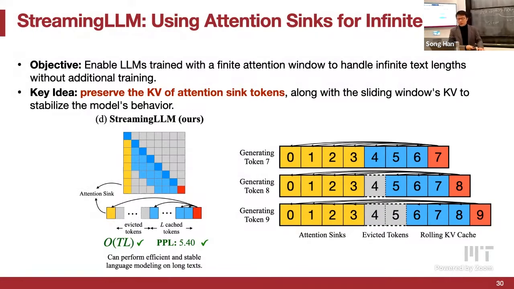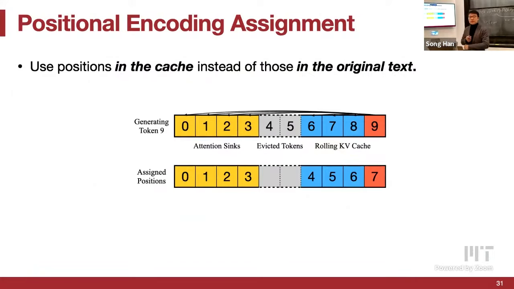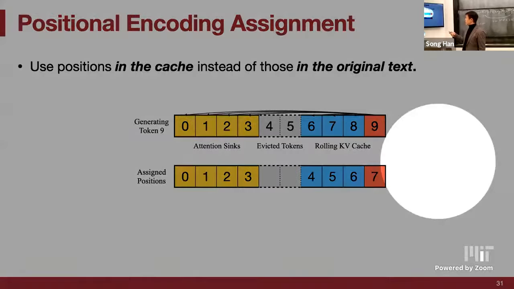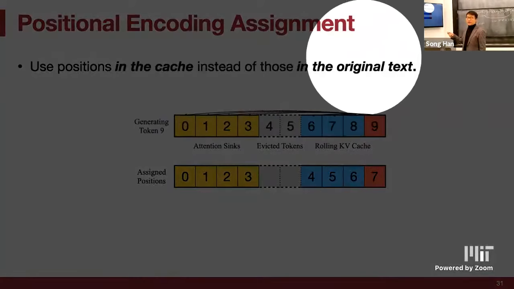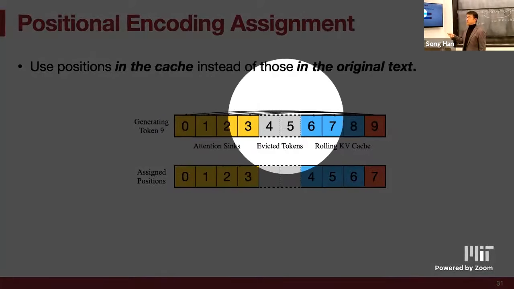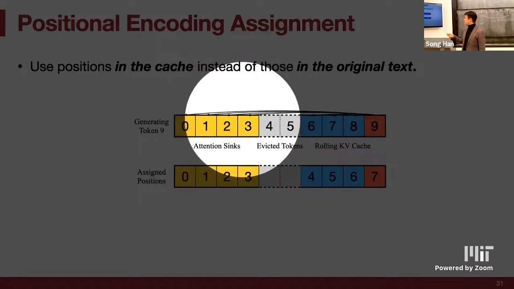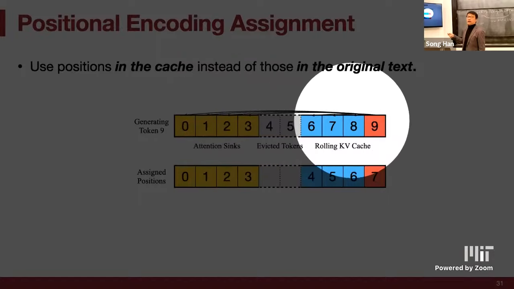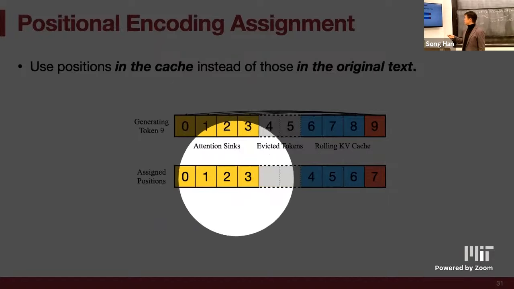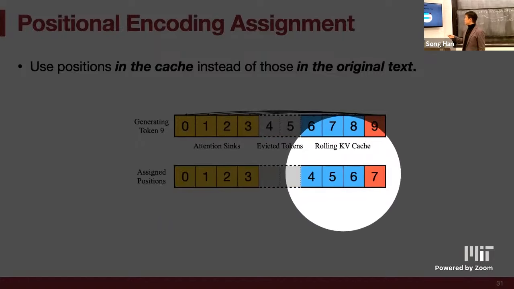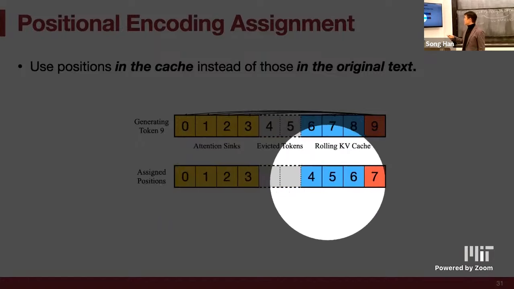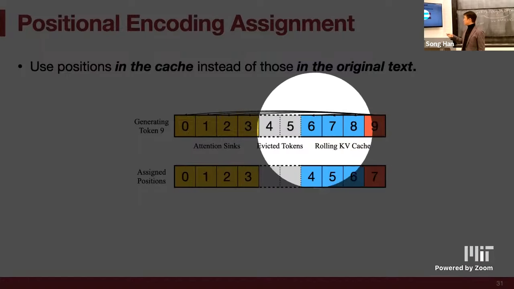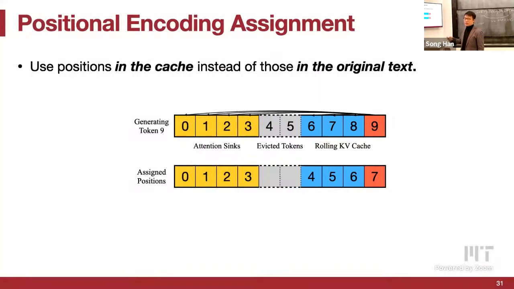One thing we need to pay attention to is the position encoding. We should use the positions in the cache rather than in the original text. This is the position in the original text: 1, 0, 1, 2, 3, 4, 5, 6, 7, 8, 9. This is the position in the cache. So from 3, we directly go to 4 rather than go to 6. That's something we need to take care of when we're implementing that.